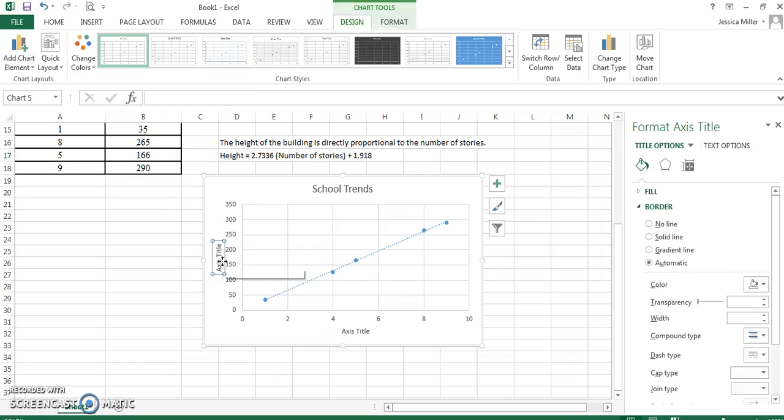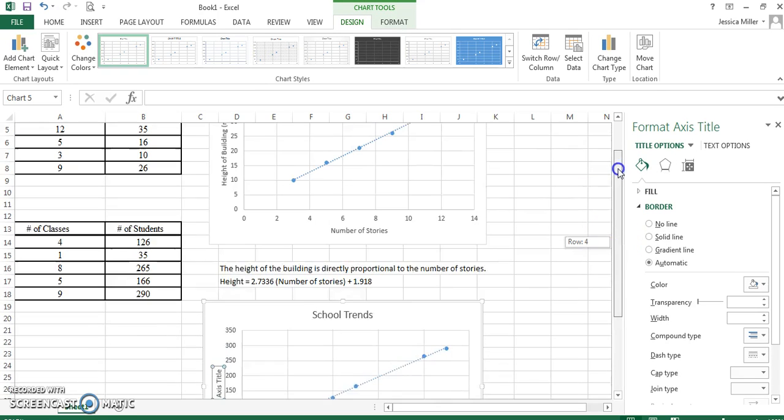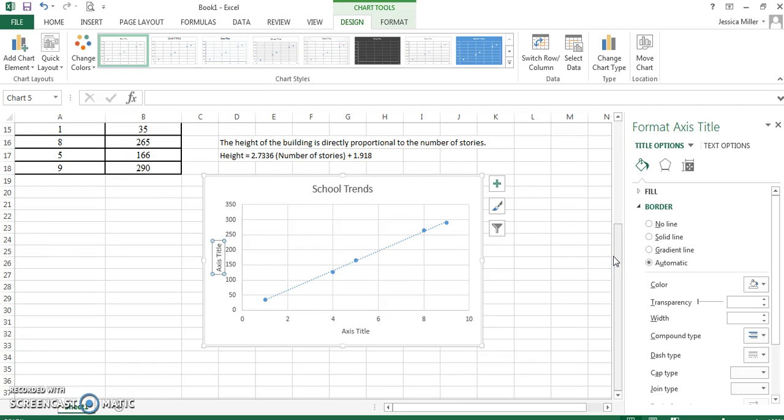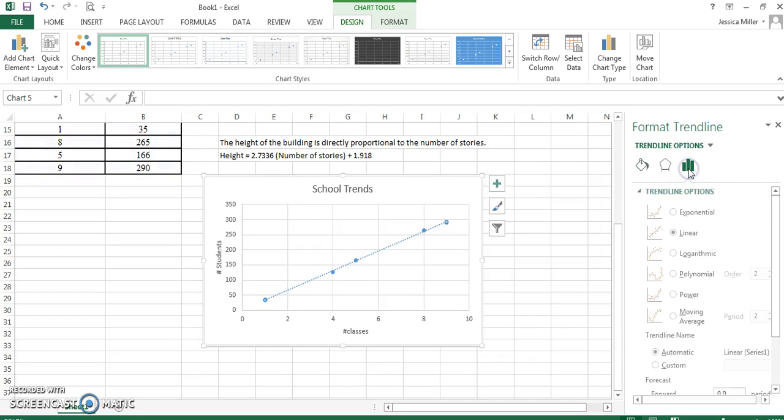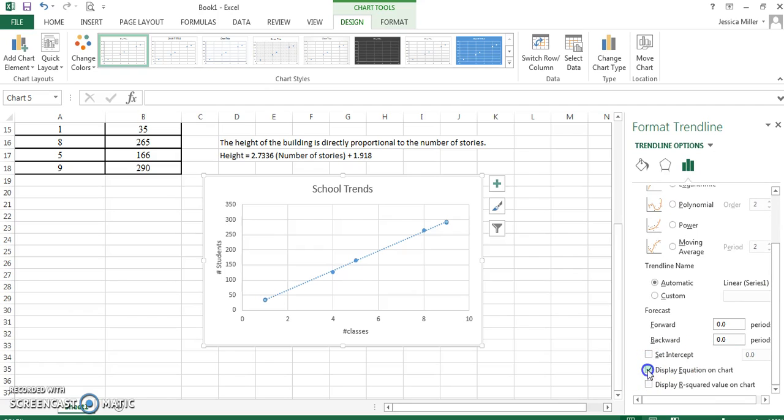My y-axis should be number of students. So I'm going to type in number of students here. This should be the number of classes offered, essentially. So number of classes is going to go here. I also want to look at my trend line closer. So we're going to go right here, trend line. We're going to go down here to more options. Go over here, click the bars, and it is a linear regression, a linear trend. I want to display the equation and display the R-squared value or correlation value.